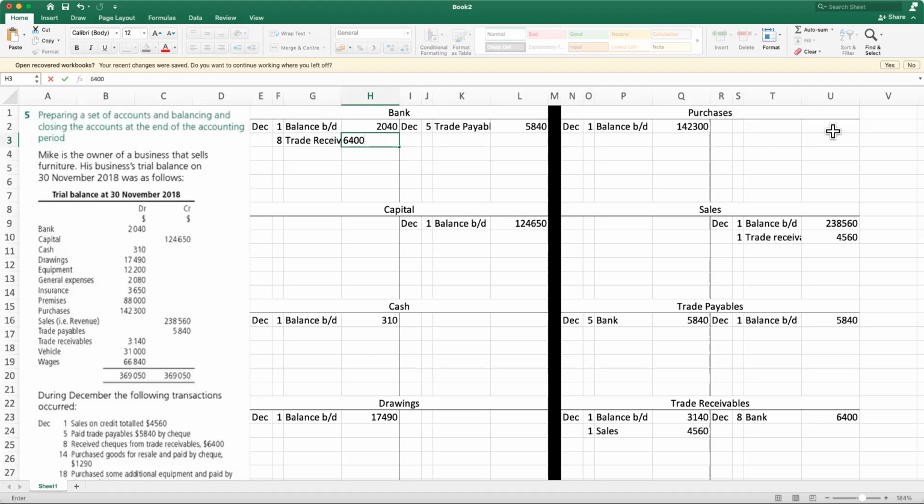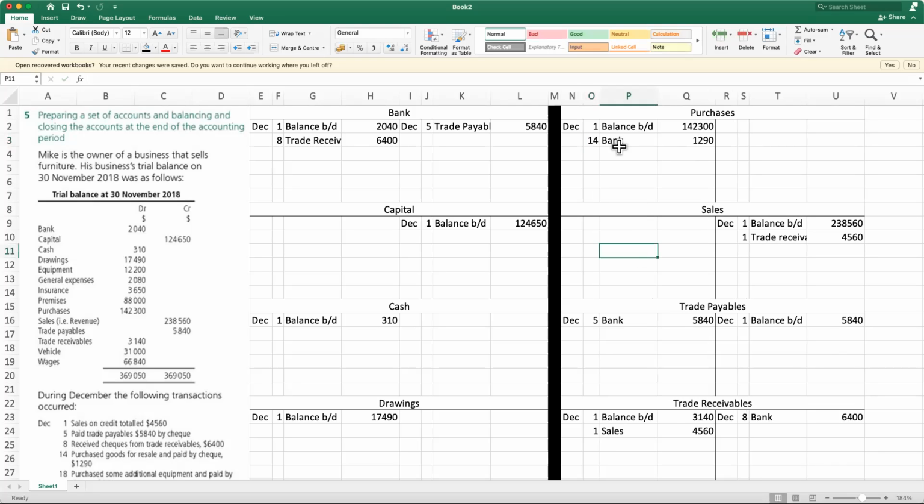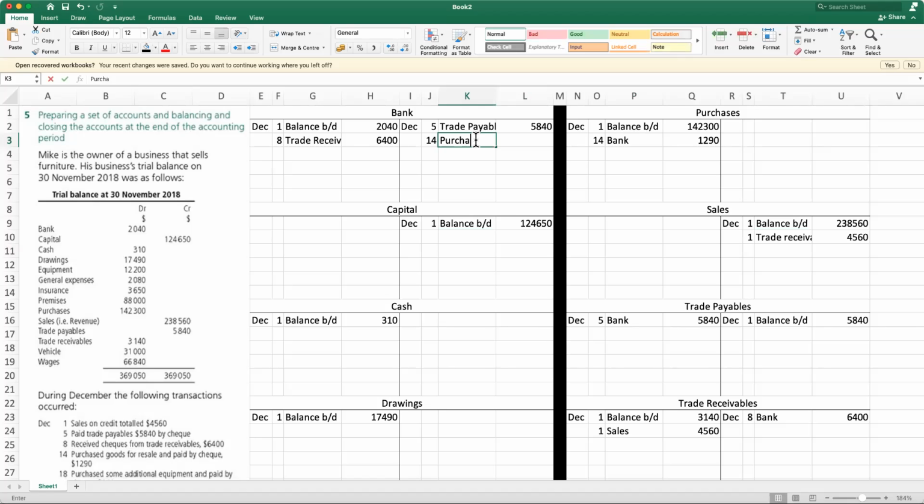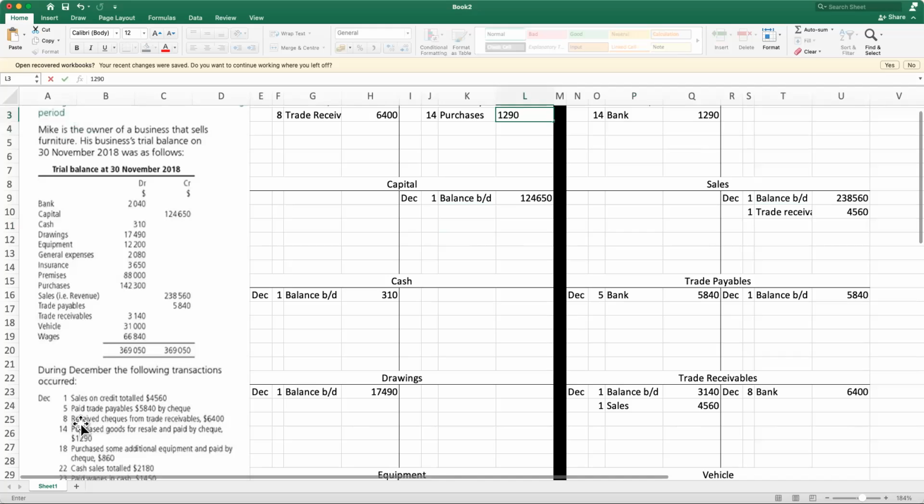Next, purchase goods for resale and paid by check. So it means that we buy something, 1,290, and paid by check on the 14th. So here, my bank done already. So I need to go to my bank, write 14th, and I need to write purchases, 1,290. So done with number 14 here. Debit side done, credit side done.